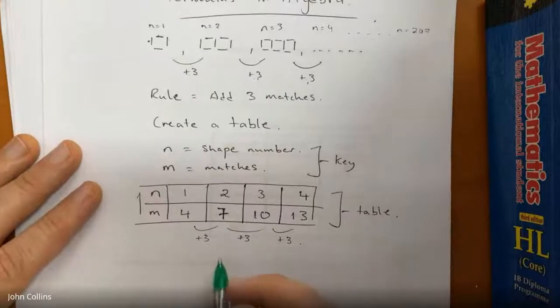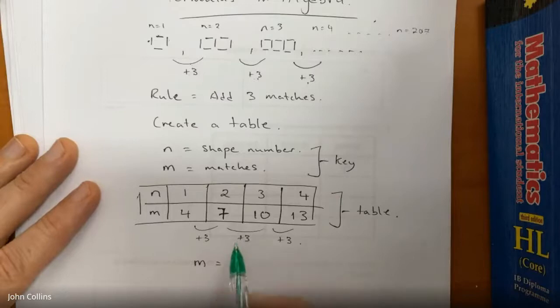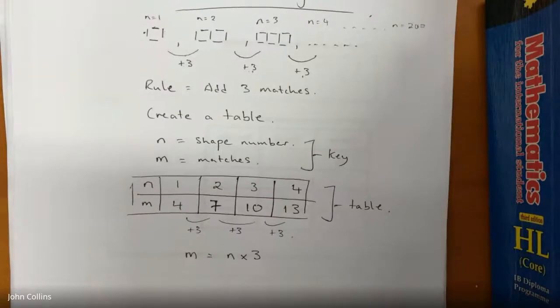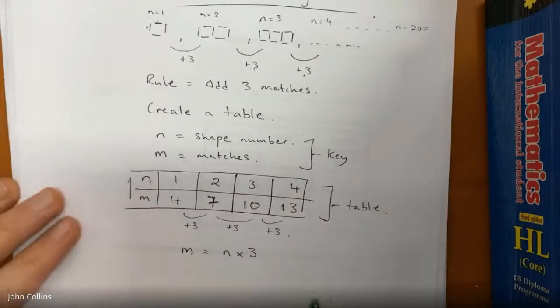Oh, Rafa's got his thinking cap on. Yes, Risa has it as well. So it's going to have to be the number of matches, m, will be the shape number multiplied by 3. So how do I write that? n multiplied by 3. Now, that doesn't get me the answer, does it?